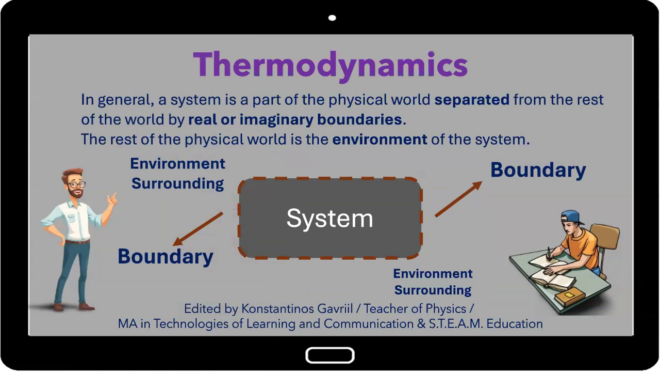In general, a system is a part of the physical world that is separated from the rest of the world by real or imaginary boundaries. The rest of the physical world is the environment of the system. You have here the system, here are the boundaries, okay, and around the system and out of the boundaries is the environment.